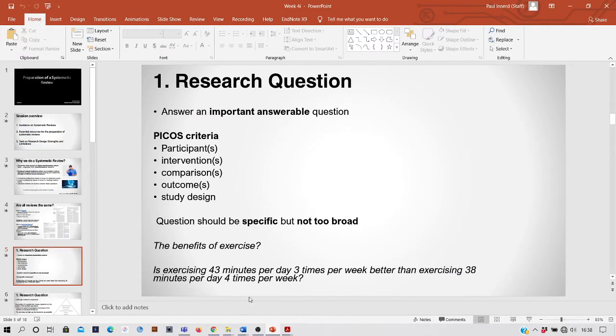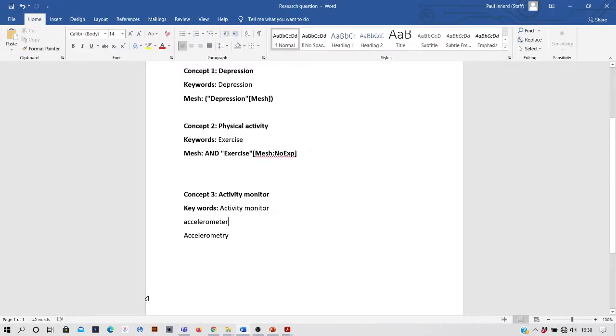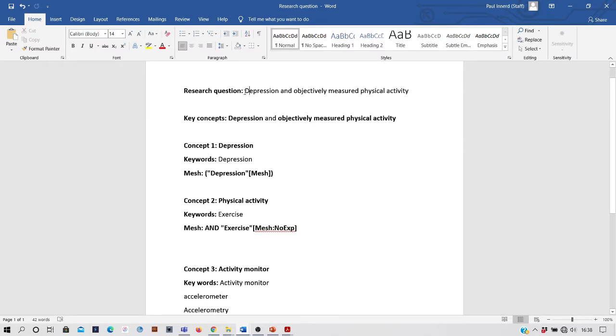Now, when I decide to start a systematic review, this is the task that I first carry out. You'll notice I've just got a Word document here. The systematic review that I'm going to start, or I've been doing little bits and bobs over the last couple of days, is depression and objectively measured physical activity.